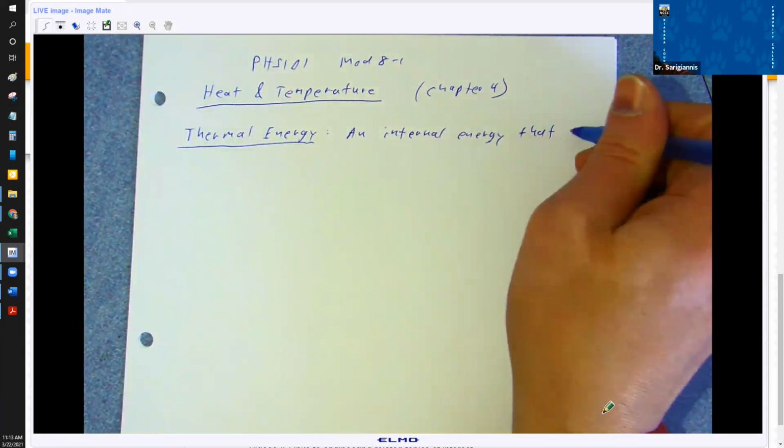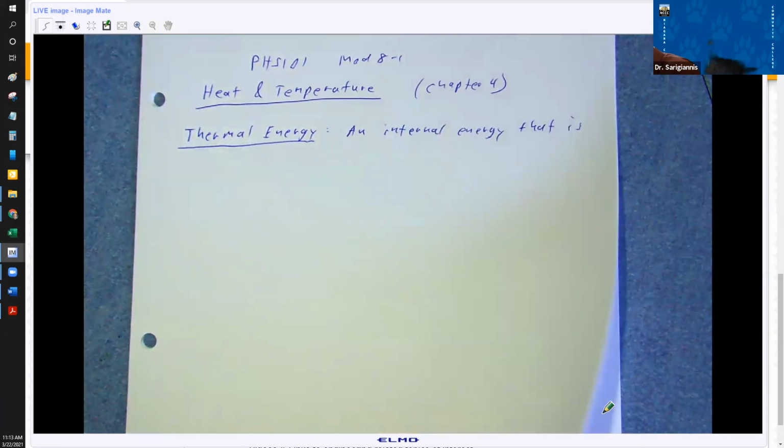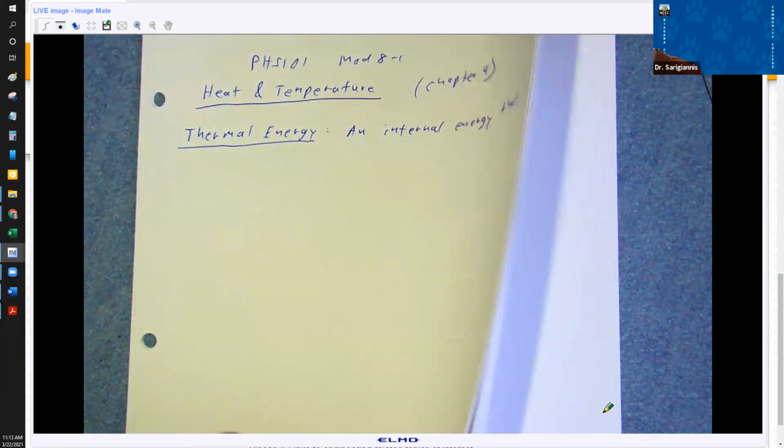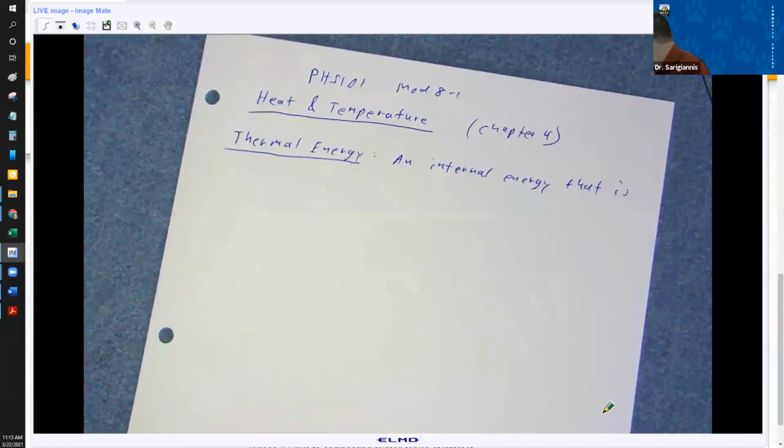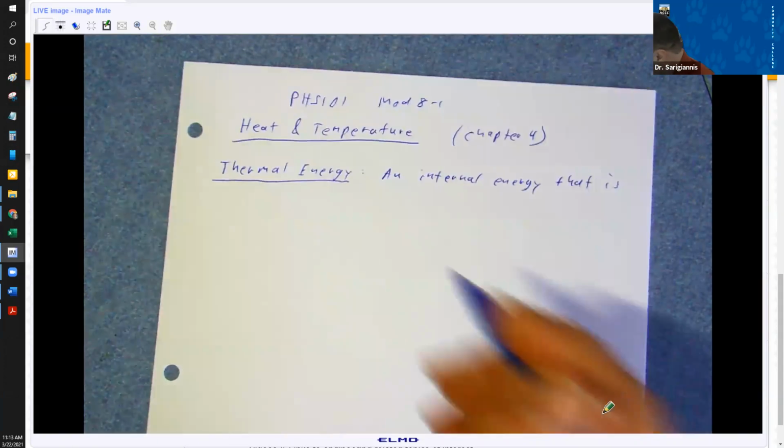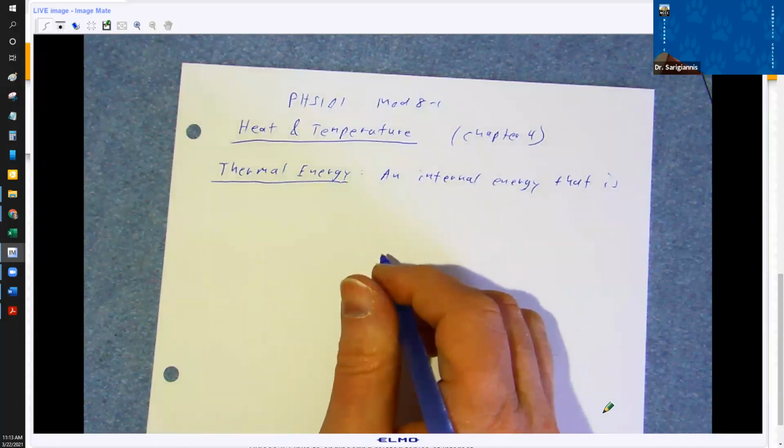Oh wait, am I recording this? Yes, I am. Good. This is actually too high of a stack of papers. This is weird. My hand is like hanging off of it.